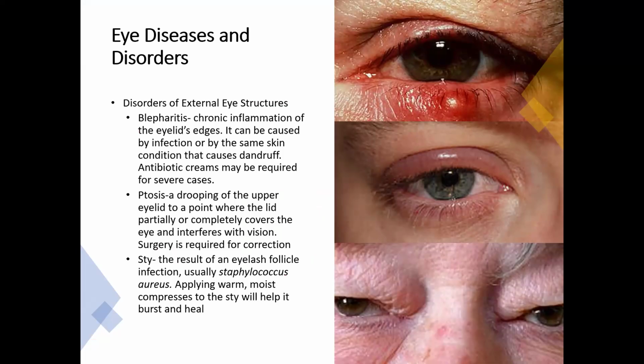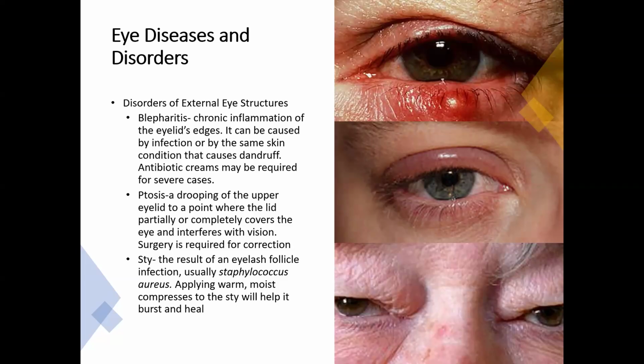So disorders of the external structure of the eye include blepharitis, which is chronic inflammation of the eyelid's edges. This can be caused by infection or by the same skin condition that causes dandruff. It is typically treated with antibiotic creams for severe cases.